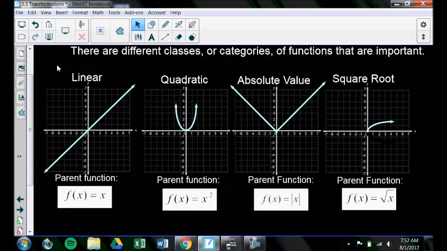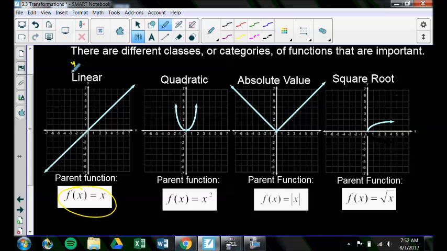So for example, a linear function has a parent function of y equals x, or f of x equals x. f of x means y. This is the basic, boring, stripped-down, plain version of a line. We have all sorts of lines with y equals mx plus b, where m changes your slope and b changes your y-intercept, but all of those can be thought of as some transformation or manipulation of this line here. That's the parent function.